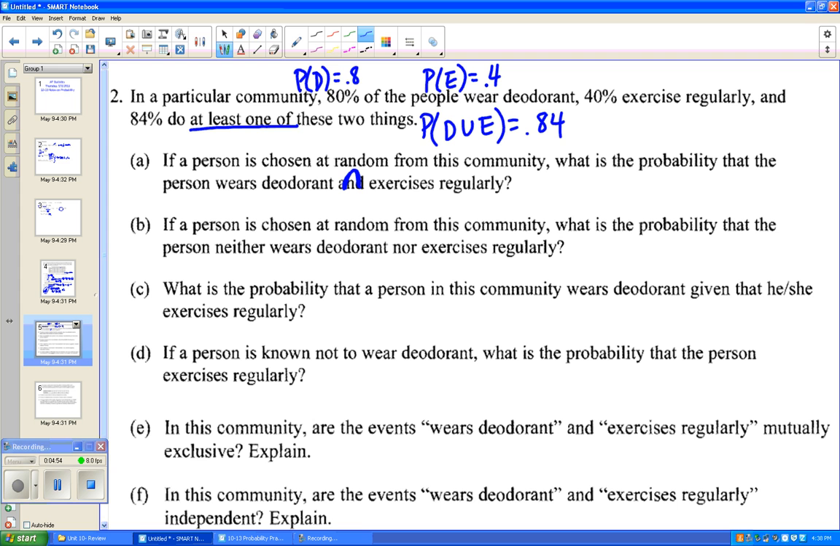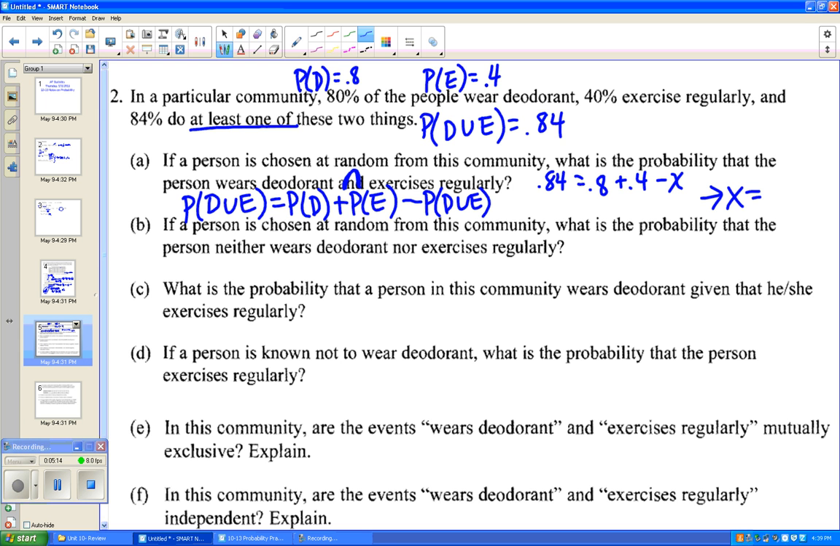You can't just multiply, but given these three things that I'm given, I can use that rule that has or, and just plug in what I know. So I'm using the rule on the formula page that you are given, and I'm going to plug in what I know. So I have 0.84 equals 0.8 plus 0.4 minus x. If you solve, you get x equals 0.36. Our x was this probability of deodorant and exercise. I just found a little typo here that should say and.